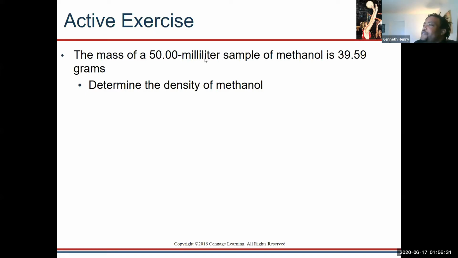So we have a mass of a 50.00 milliliter sample of methanol that is 39.59 grams. Determine the density of methanol.